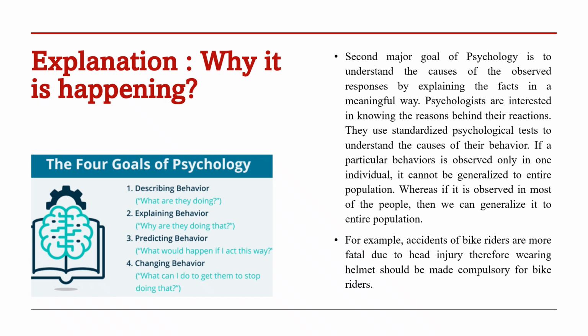Now, if a particular behavior is observed only in one individual, it cannot be generalized to the entire population. Whereas, if it is observed in most of the people, then we can generalize it to the entire population. An example could be: accidents of bike riders are more fatal due to head injury, thereby wearing a helmet should be made compulsory for bike riders.